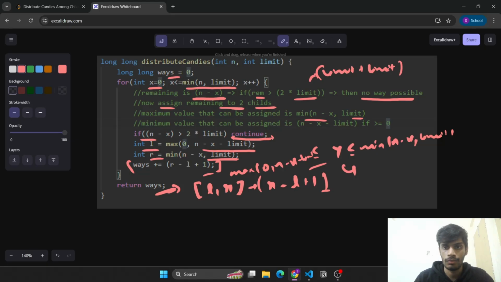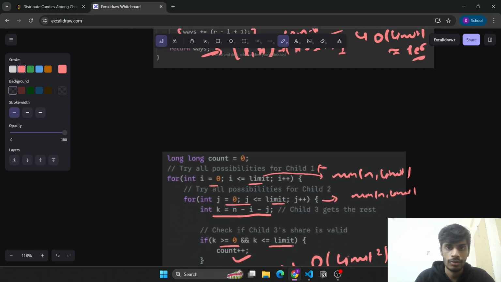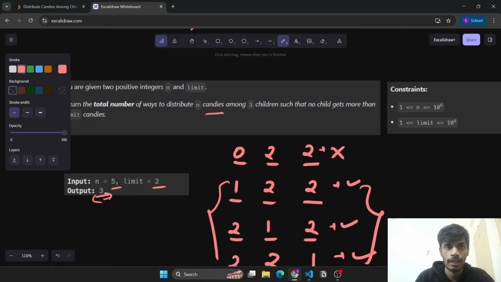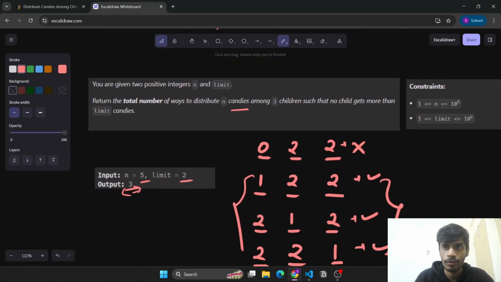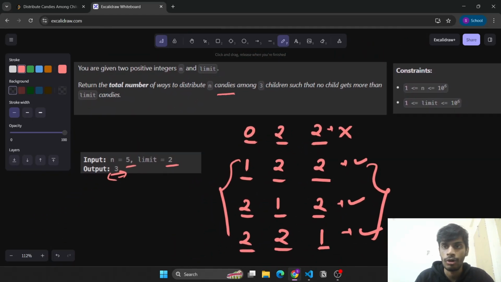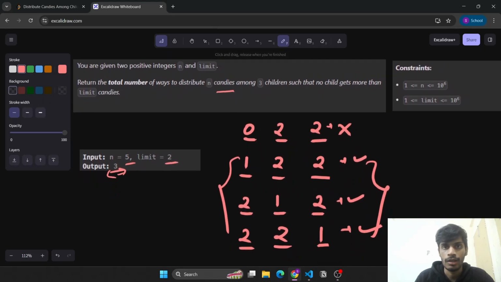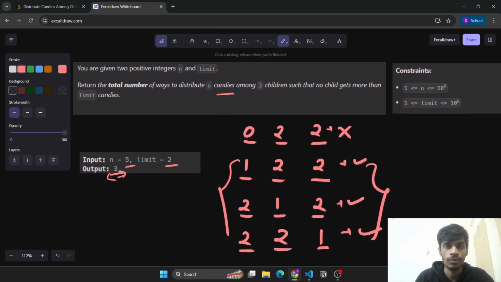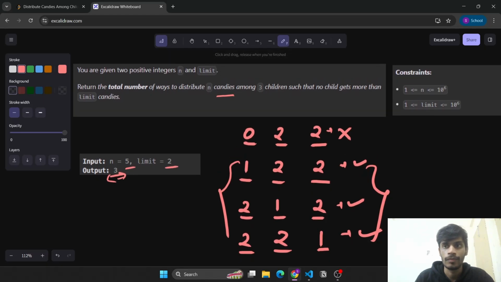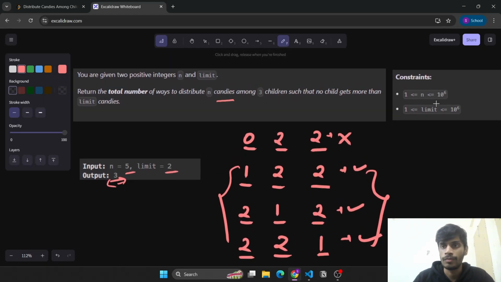So this would be of the order of big O of limit, which is acceptable here because the limit is up to 1000 only. So for the scope of this problem, you can stop at this approach and move forward. In interviews also, I don't think they will ask you to optimize further.